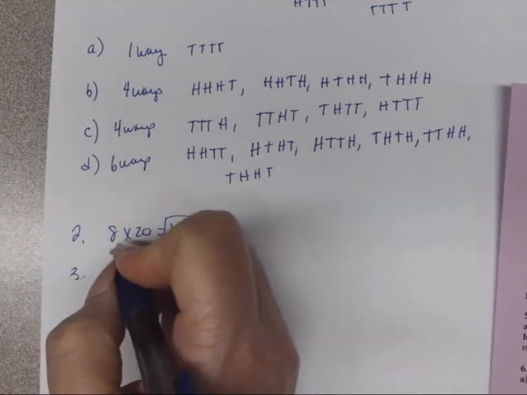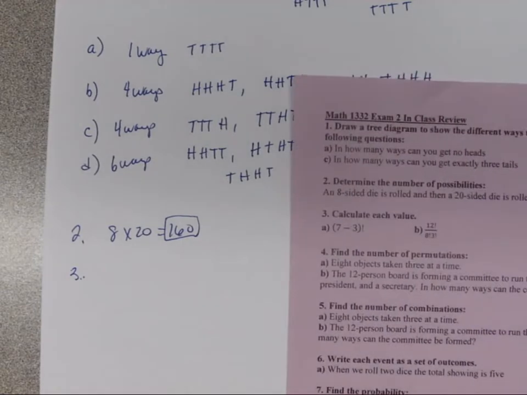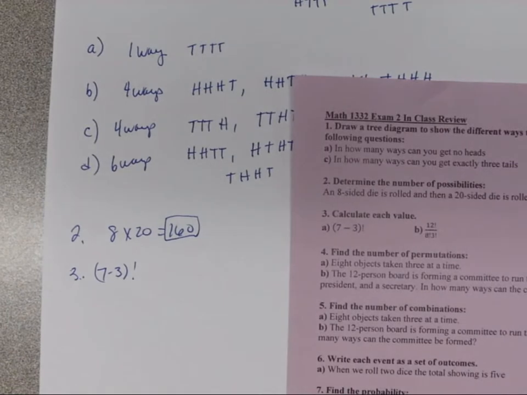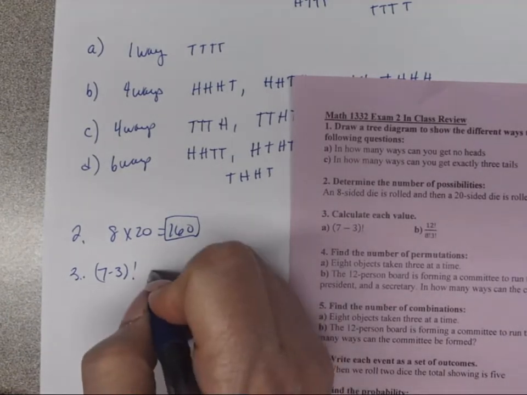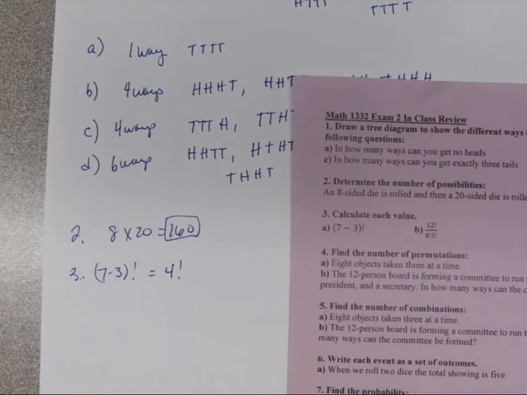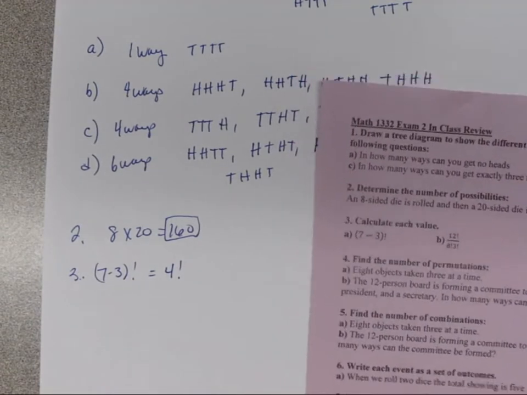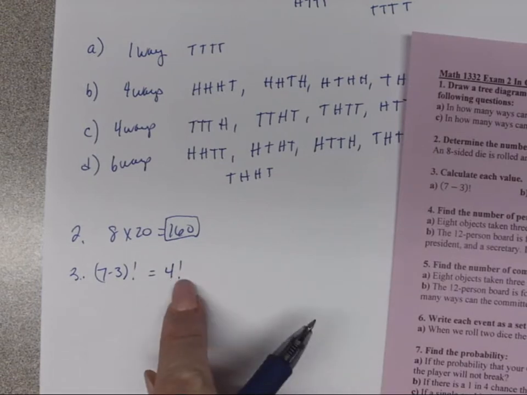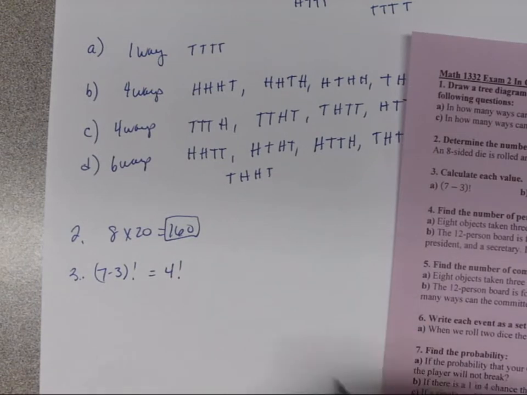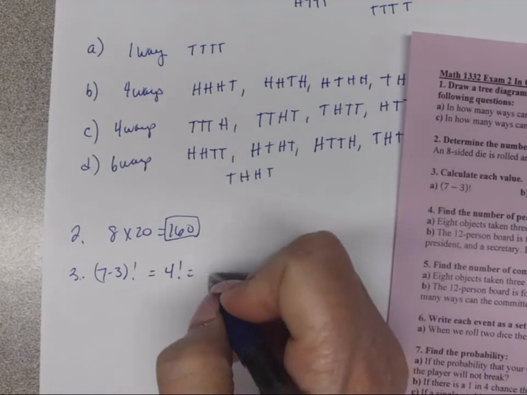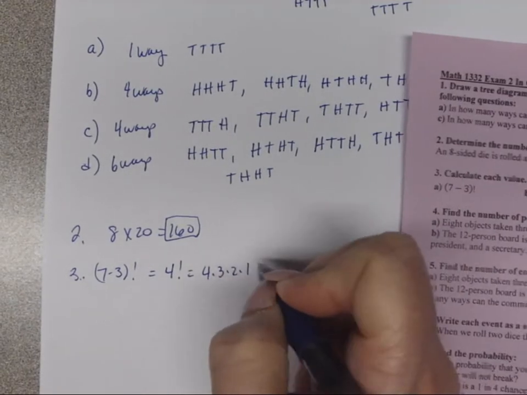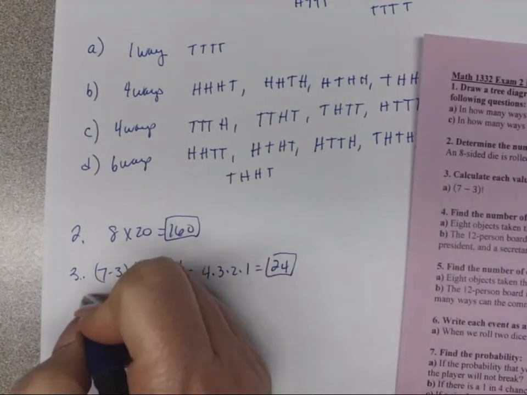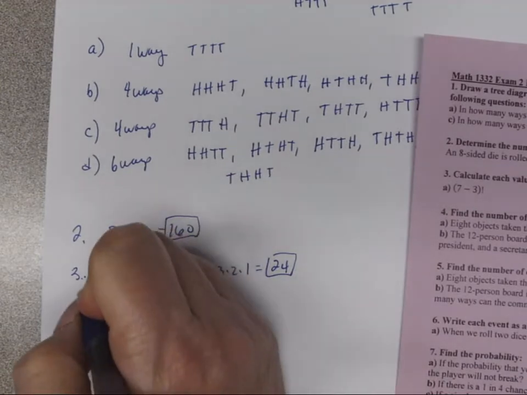All right, part 3, we are calculating each value. So we have (7 minus 3) factorial. That means first thing we got to do is follow PEMDAS. So this is going to be 4 factorial. Remember with factorials, it is going to be every number past it times the top. So 4 times 3 times 2 times 1. You go all the way down to 1. So this will be 4 times 3 times 2 times 1. And when you multiply that out, you will get 24.